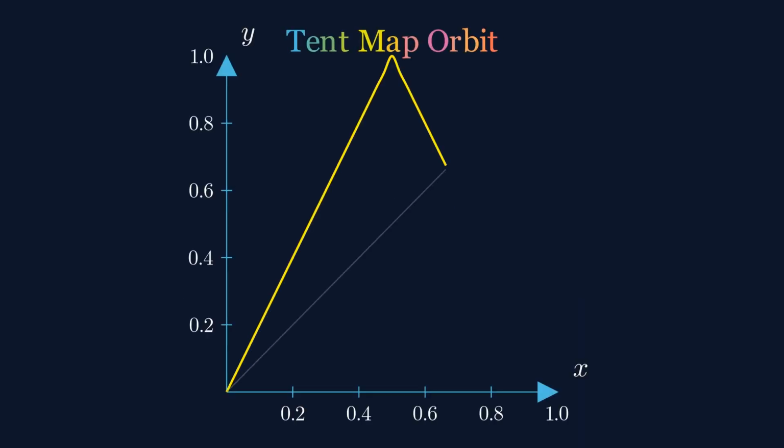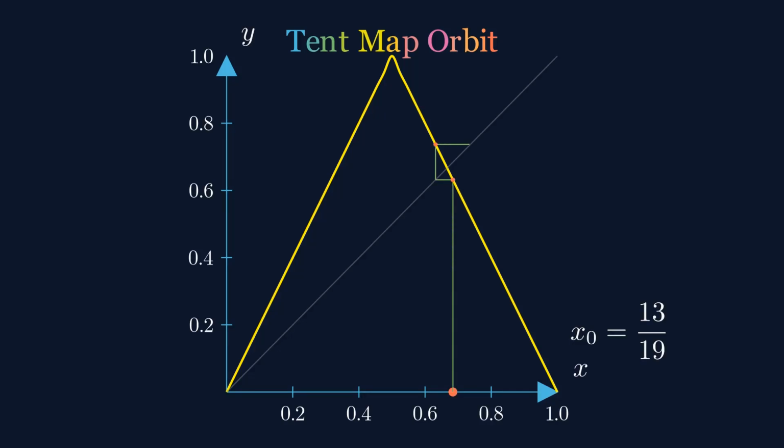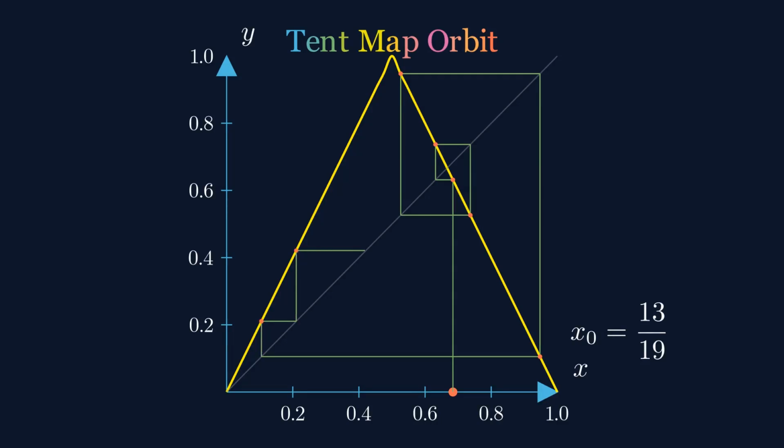Now let us take another rational number, 13/19, from the phase space unit interval. It will be shown that it is an eventually periodic point. It means it is not periodic, but one of its orbit points is a periodic point.